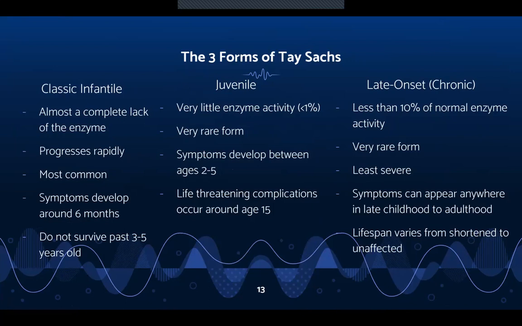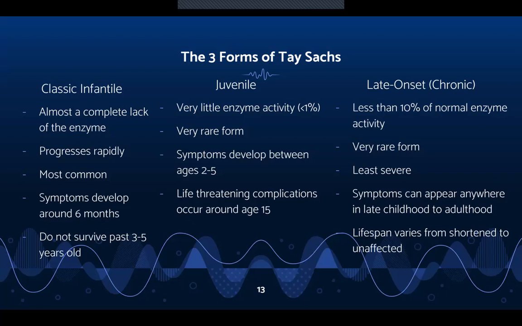The second is the juvenile form. Now, this form is very rare, and it is caused by very little enzyme activity, usually less than 1%. Symptoms develop between ages 2 to 5, and life-threatening complications occur around age 15.